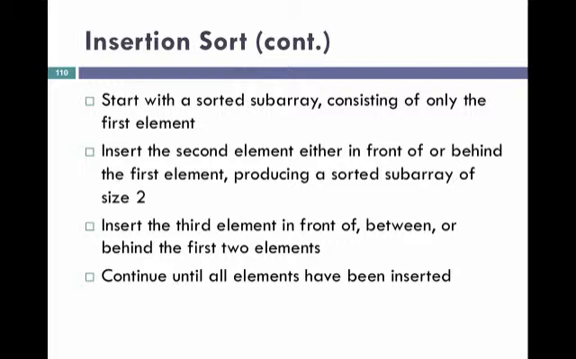So we start with a sorted subarray consisting only of the first element, and then we insert the second element either in the front of or behind the first element to produce a sorted subarray of 2. And we insert the third element in front of, between, or behind the first 2 elements. And we just continue that strategy until the array is sorted.